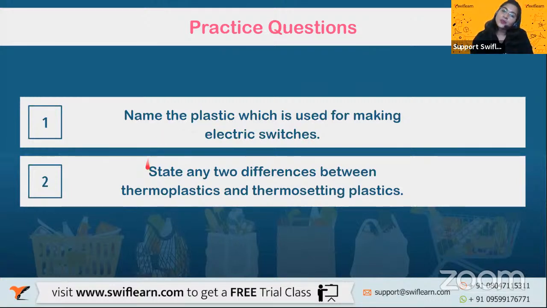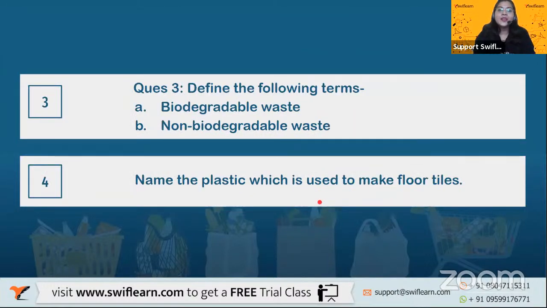Next question you will do in the homework is, state any two differences between thermoplastic and thermosetting plastic. Okay, practice on your own. Third is the definition. Please define it properly, with all the key points, all the key words should be there in the definition. Biodegradable waste and the non-biodegradable waste. Okay, will you be able to do? I know you will be able to do. Yeah, you are so good.